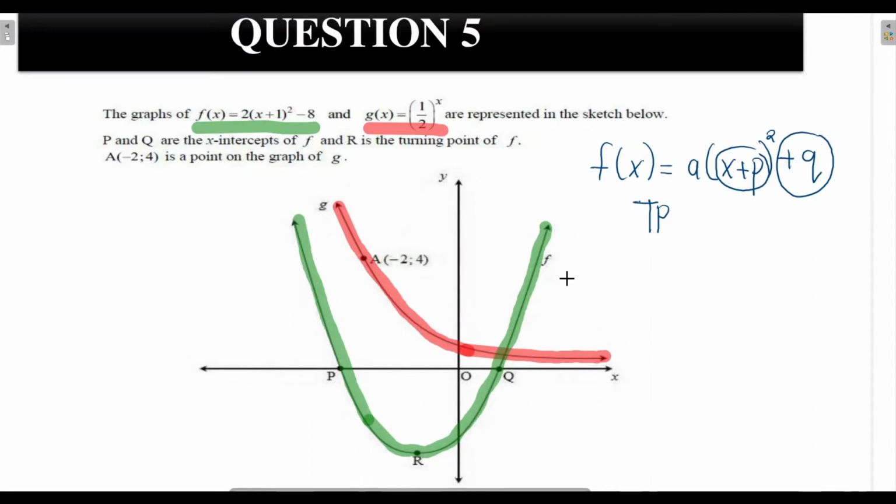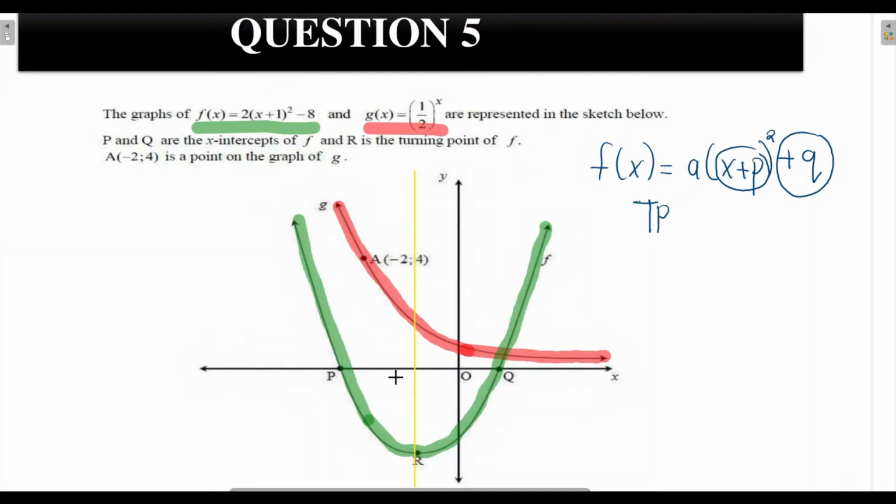And what do we know about the x value of our turning point, right? The turning point of your parabola is the point where your parabola is basically divided into two equal halves, right? So your line of symmetry for your parabola goes through your turning point, right?